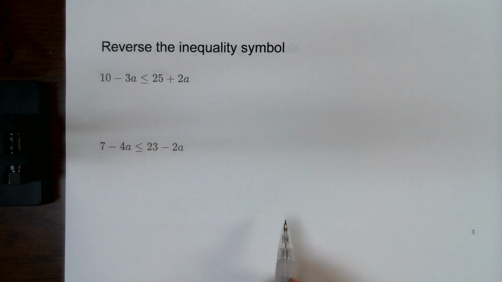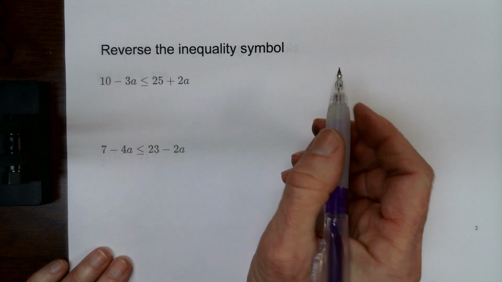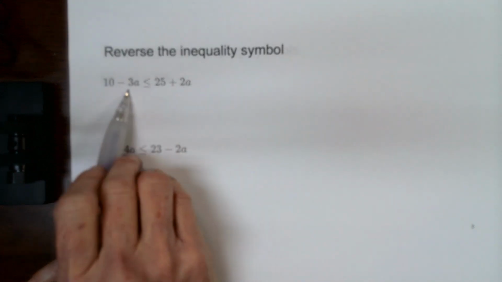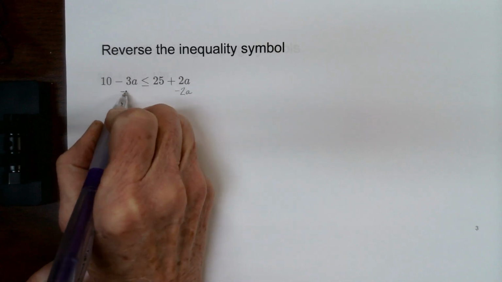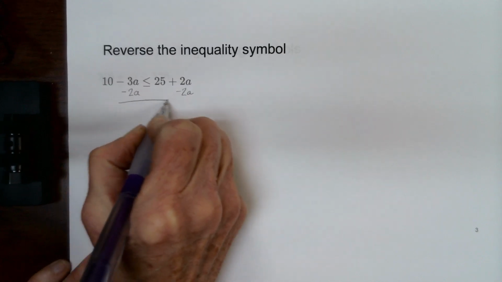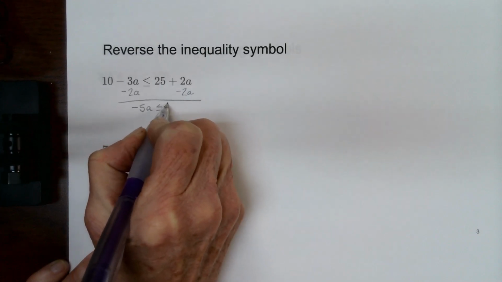Sometimes you have to reverse the inequality symbol because of dividing or multiplying by a negative number. You have done those already, so let's continue with these. These take a couple of different steps. I need to put the a's together, so I'm going to add a negative 2a to both sides, which is going to leave me with negative 5a is less than or equal to 25.